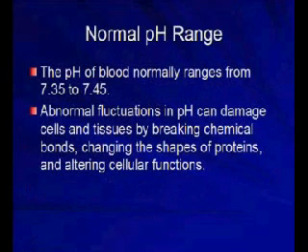The normal pH range for the human body is between 7.35 and 7.45. You should commit these numbers to memory. Abnormal fluctuation in pH can damage the cells and the tissues by breaking chemical bonds, changing the shapes of proteins, and altering cellular functions.